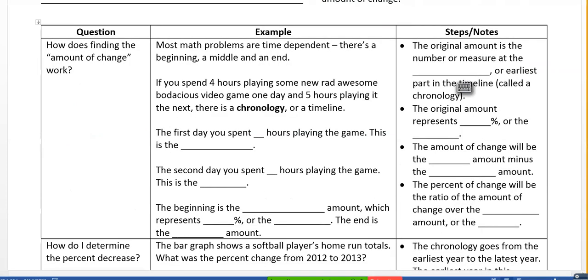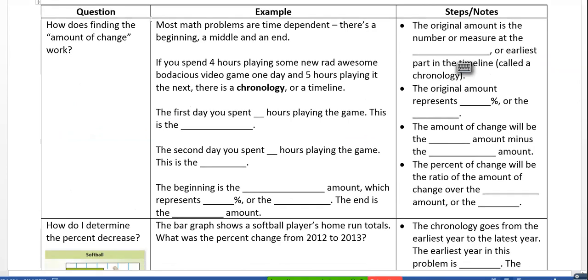Here we go. Let's look at this example here. This says, question, how does finding the amount of change work? How does finding the amount of change work?